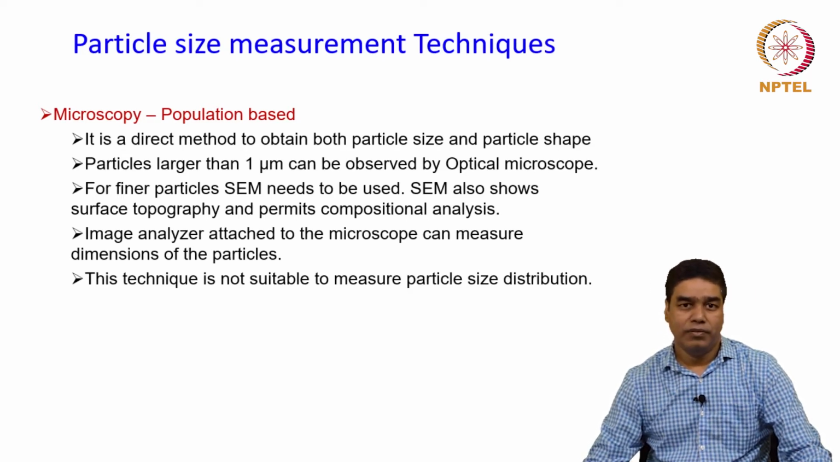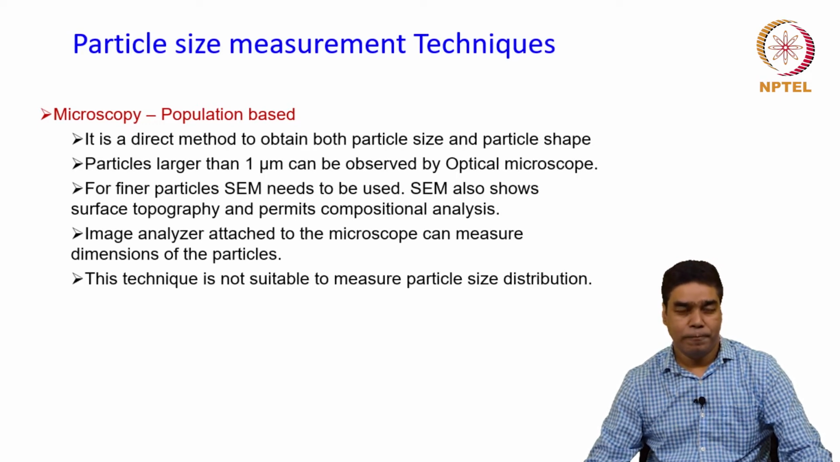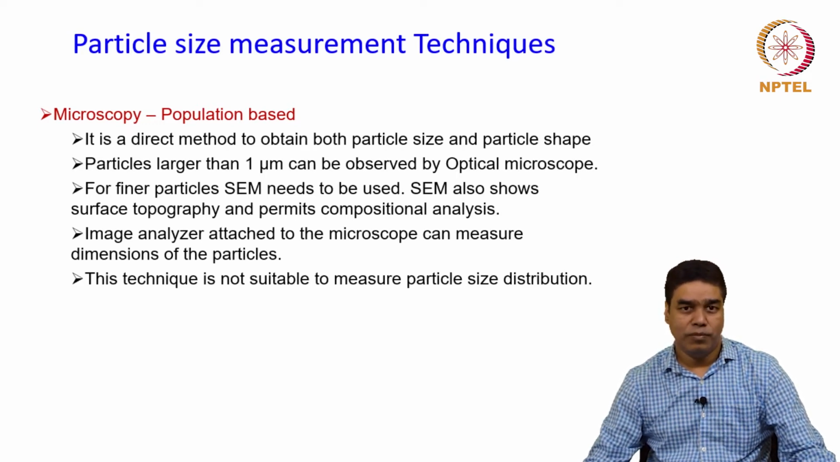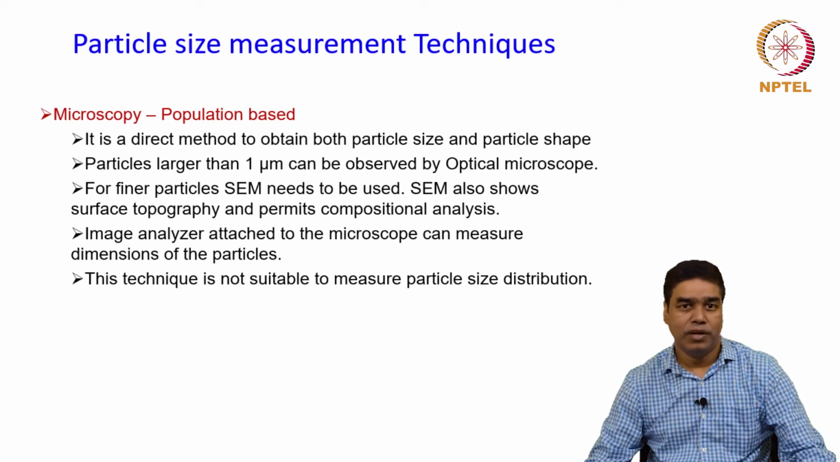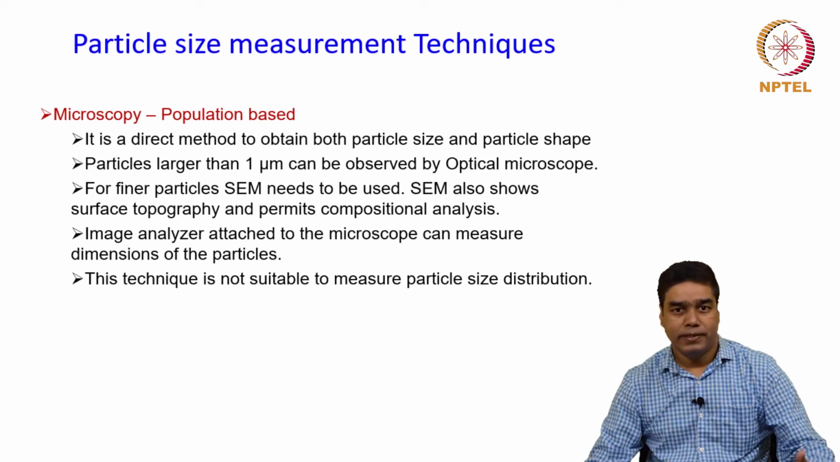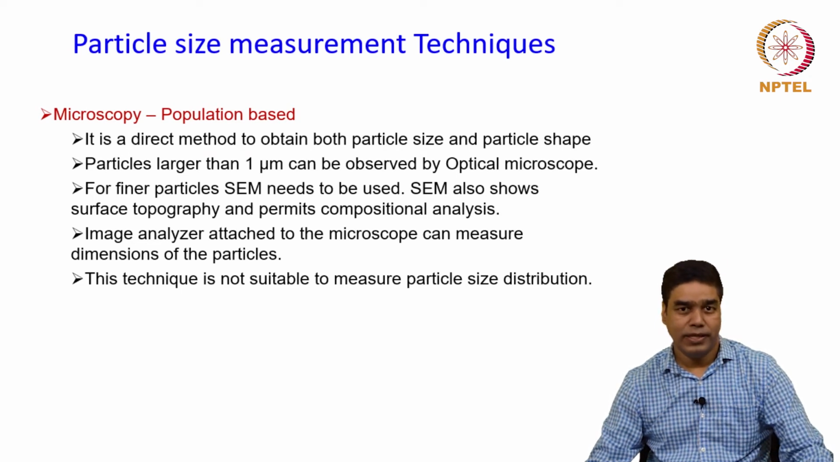For example, if you talk about the sieving method, it is difficult to make smaller screens, and even if you make them, it is difficult to use because the smaller particles will tend to agglomerate and it will be difficult to make them pass through the smaller openings that you have in the finer sieves, in the finer mesh.